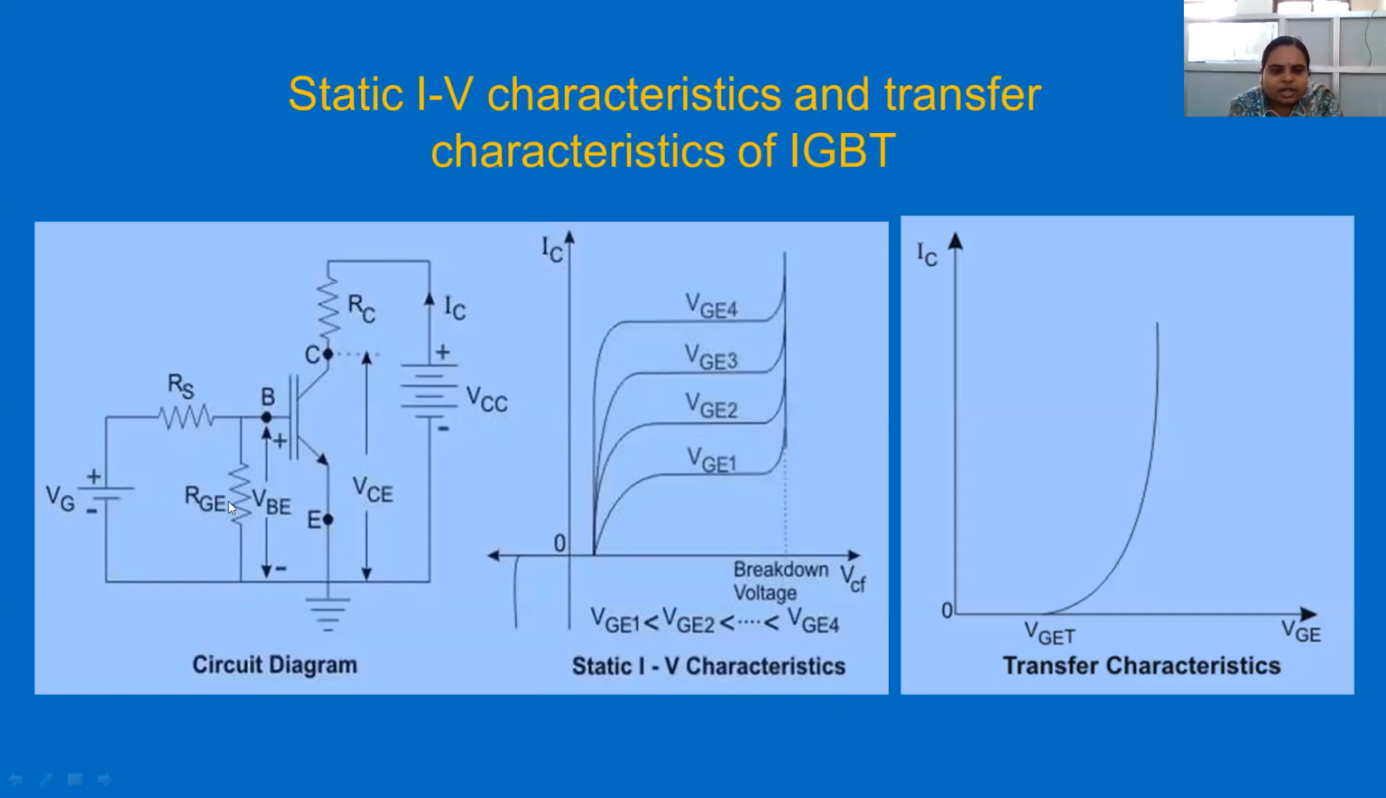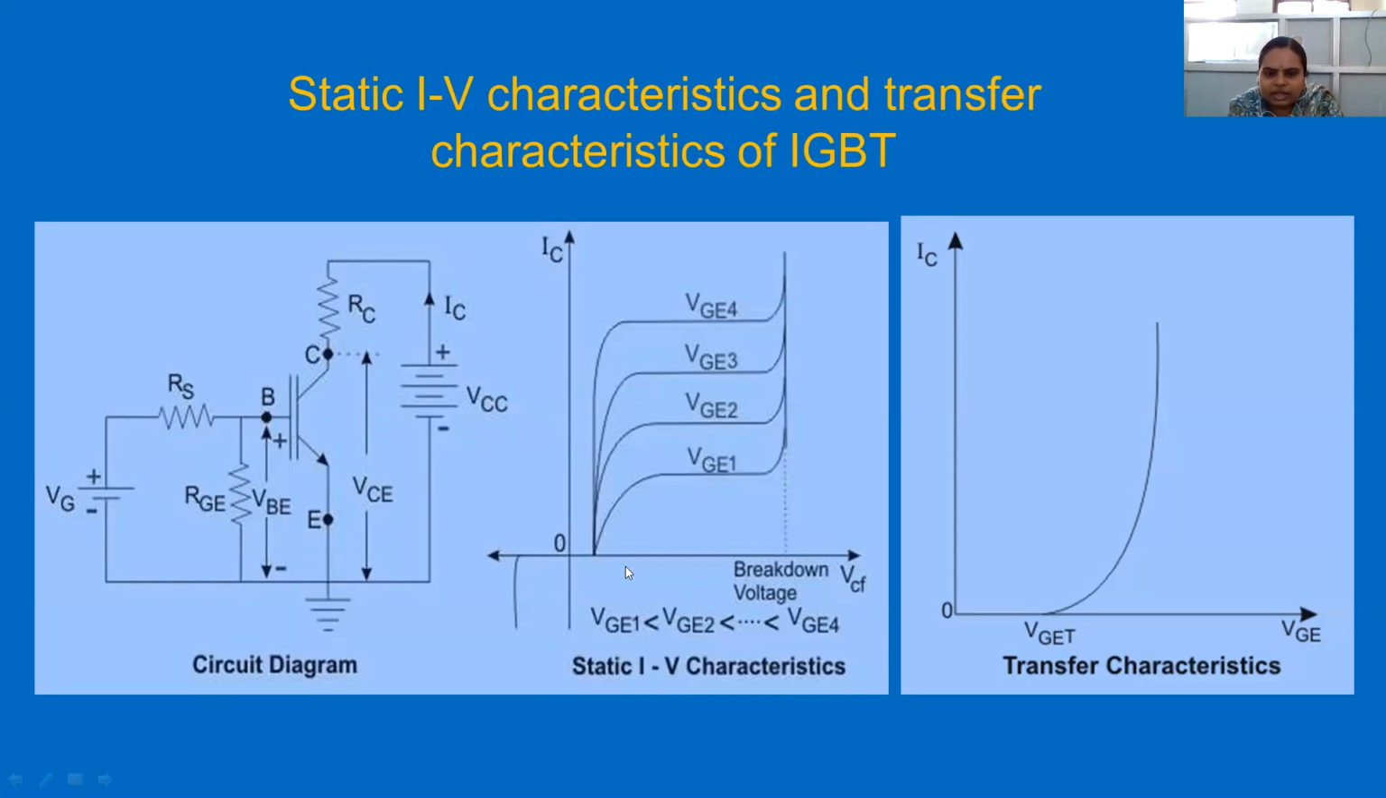This is the construction. Here a small design is taken. You can design any design, and you can use the resistors as you wish. Here it is taken as RS, RGE and RC: collector current, gate-emitter resistance and series resistances. Across the BE, the VBE voltage will be present and the collector current IC will be flowing here. A supply is given at the collector-emitter and also at the base to emitter, that is VG. Okay, this is the circuit diagram.